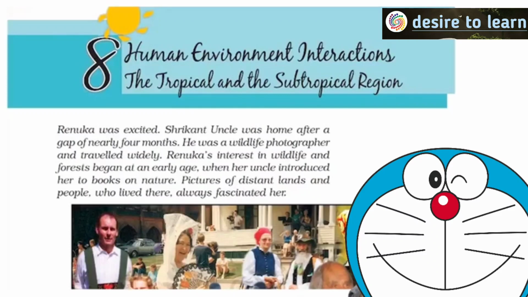An important topic is human environment interactions present in the tropical and subtropical region. In this chapter, they take the example of the Amazon river basin in Brazil, where they explain the Amazon basin or equatorial forest present in that region. They also talk about the life in that region. Later they talk about the Ganga Brahmaputra valley and the life in this region as well.